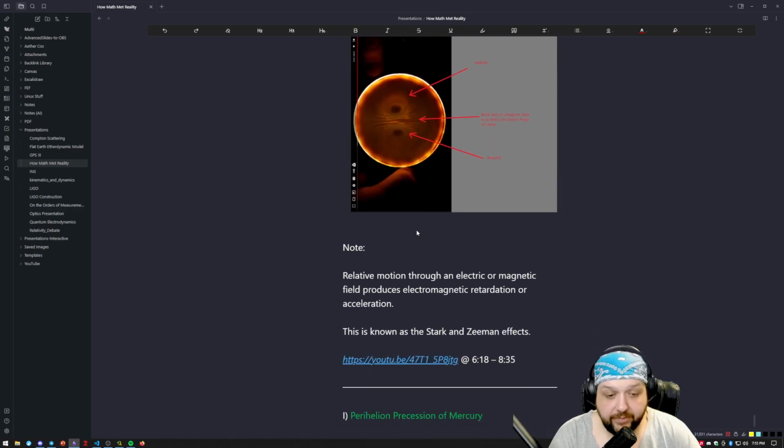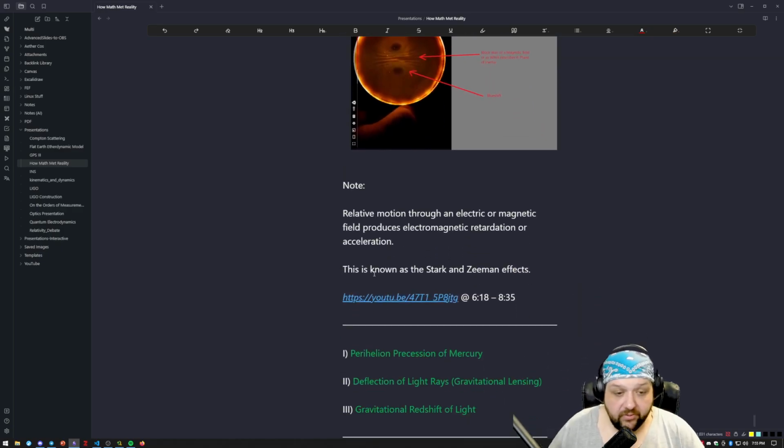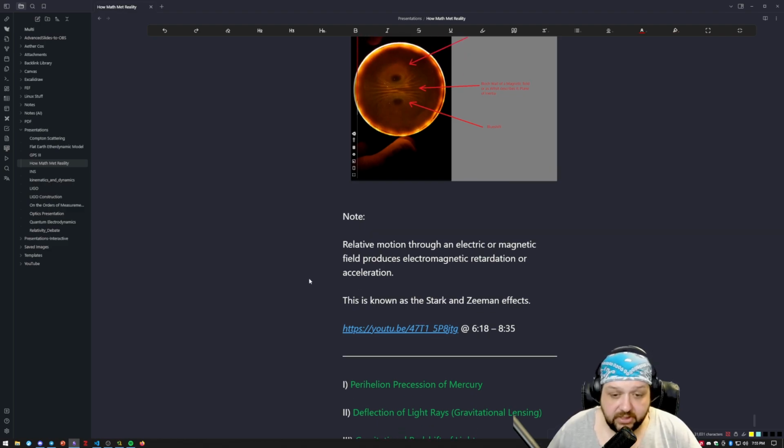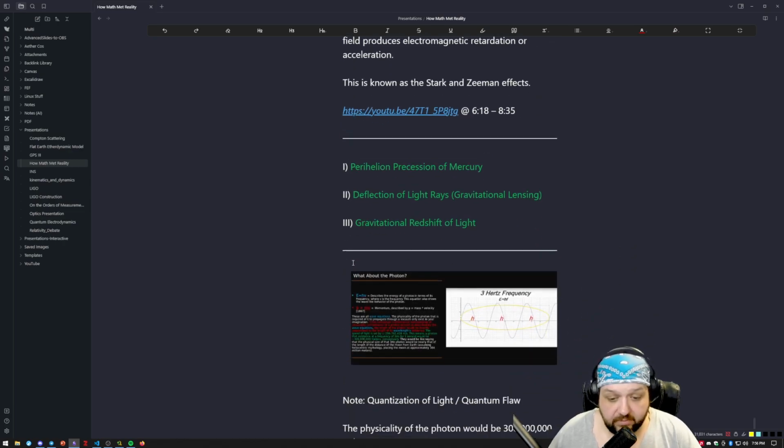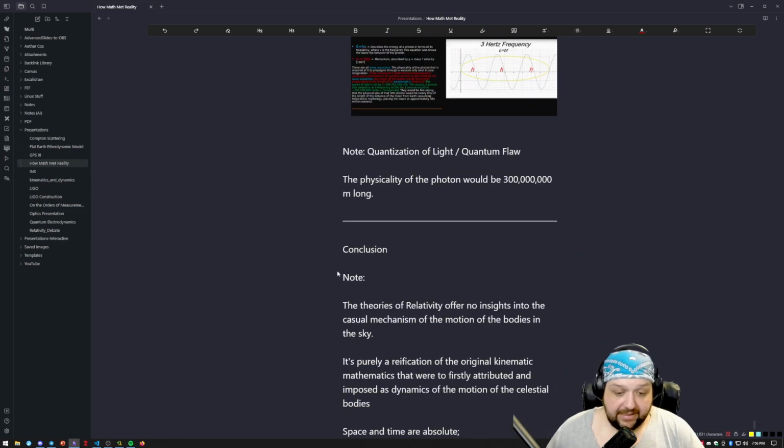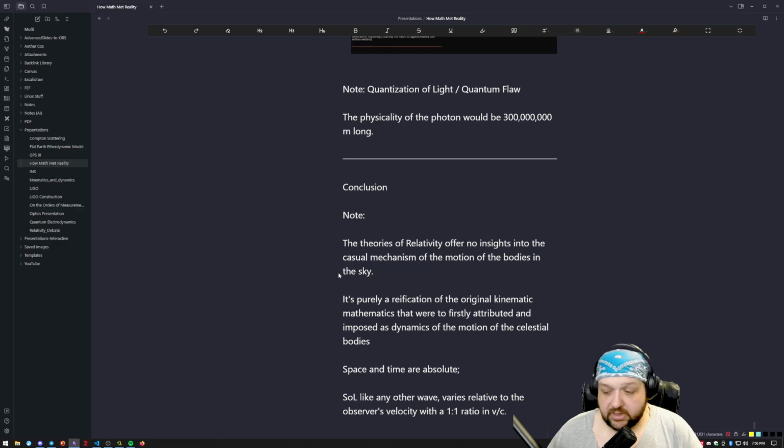And then further, you can get into relative motion through an electric or magnetic field, which produces the retardation or acceleration proportional to the direction of the field. Like if it's rotating and you're going with or against it, your signal's either going to be retarded or it's going to be extended proportional to that. And that's the Stark and Zeeman effects. So these are known effects that could also retard light proportionally like that, and it's not mutually exclusive to relativity theory.